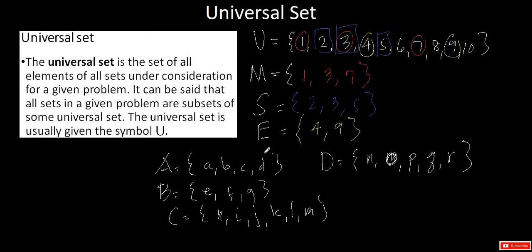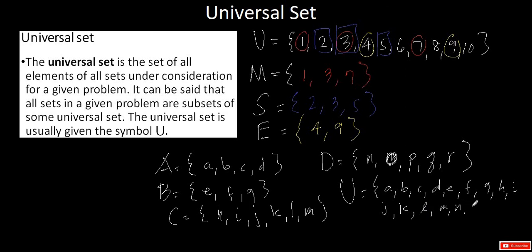Now, the universal set of these given sets is the set of students who belong to the given sets. Say, the elements are A, B, C, D, E, F, G, H, I, J, K, L, M, N, O, P, Q, R.